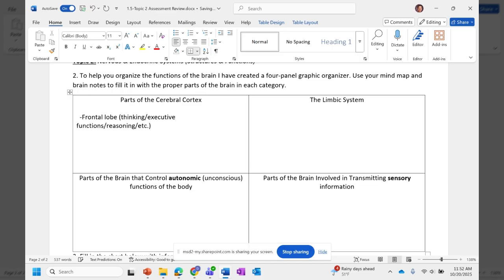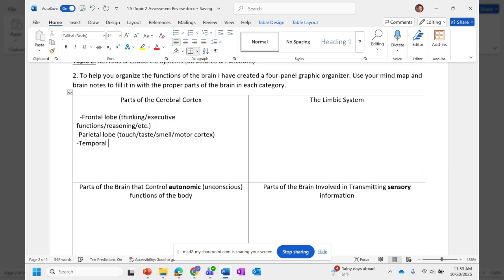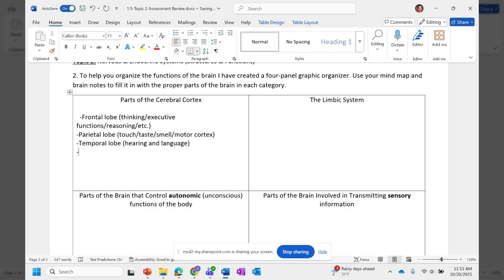The problem with Alex Morgan. Okay, you've got the parietal lobe, which is related to touch, taste, feeling, coordination, things like that. Smell gets involved in there. Motor cortex is involved in that. You've got the temporal lobe, which is related to hearing and language. It's got Broca's area, Wernicke's area, and then you've got the occipital lobe, which is for vision, primary visual cortex.